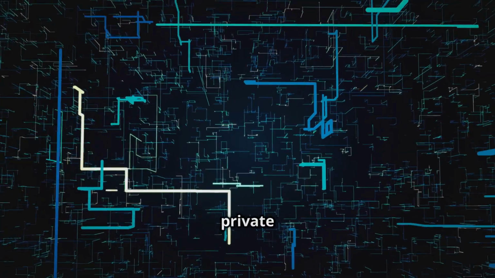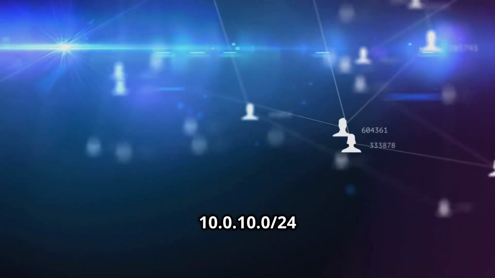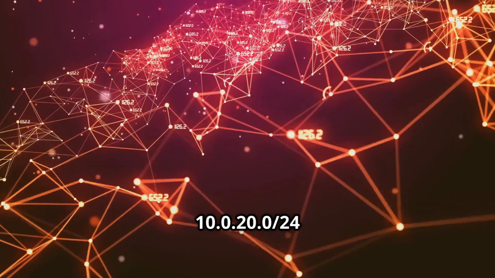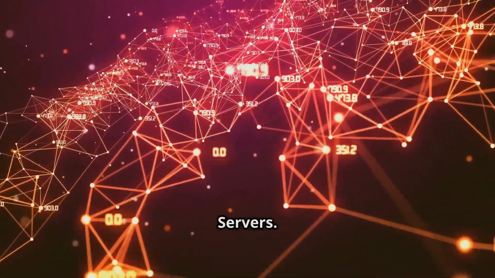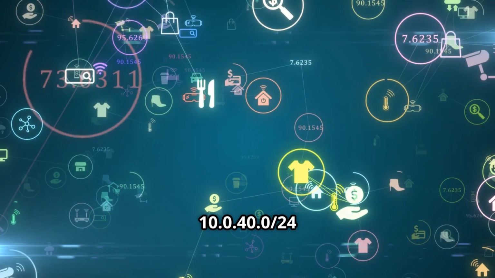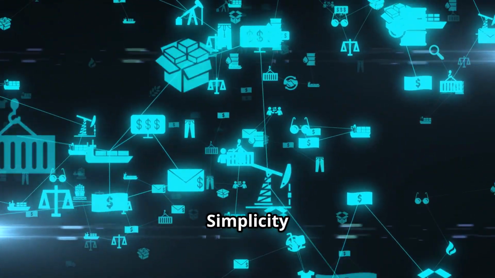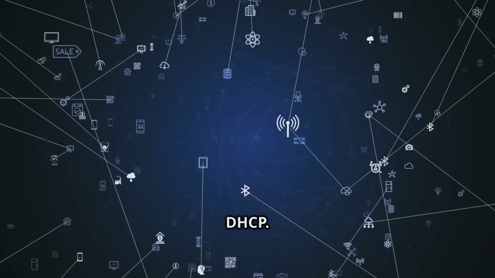Step 1. IP plan. I pick a private CIDR block like 10.0.0.0/16, 10.0.10.0/24 for users, 10.0.20.0/24 for servers, 10.0.30.0/24 for voice, 10.0.40.0/24 for guests. I mirror them as VLANs with clear names. Simplicity wins.